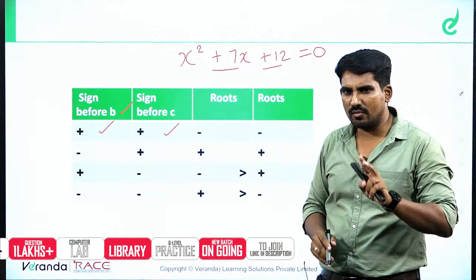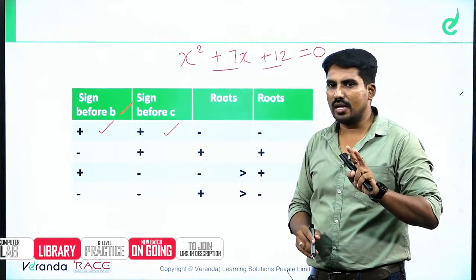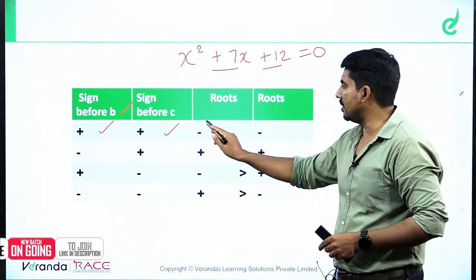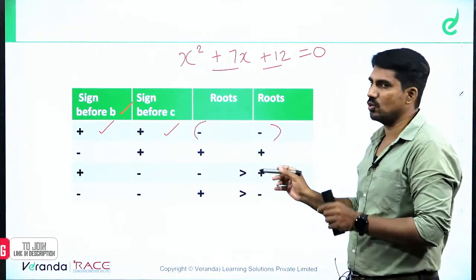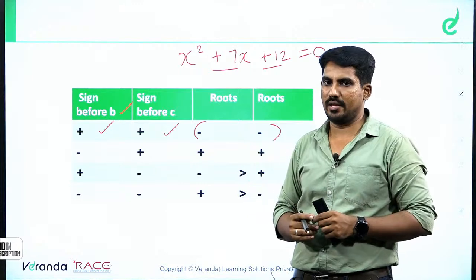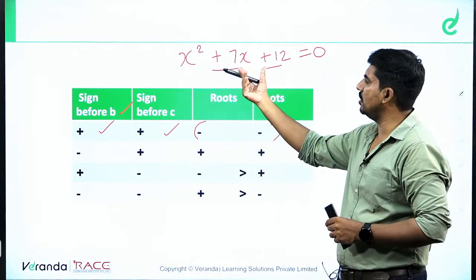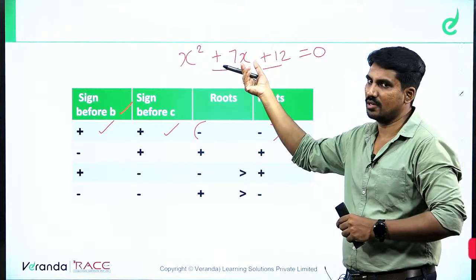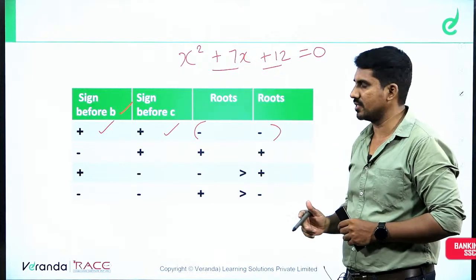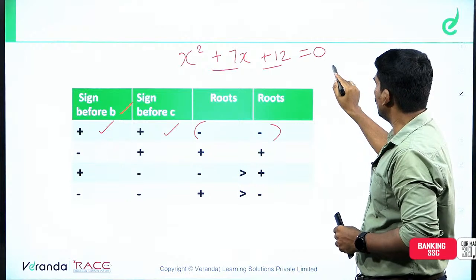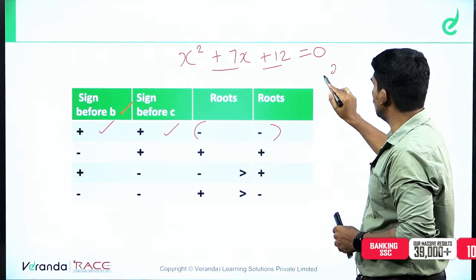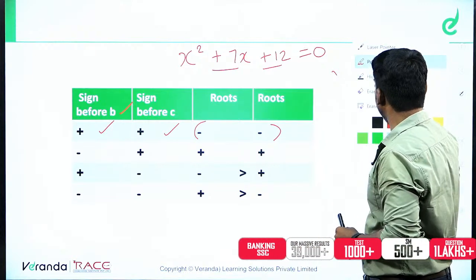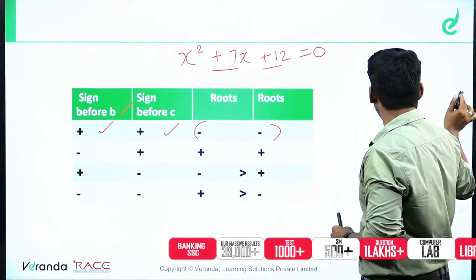Therefore whatever 2 roots we will get, the 2 roots are completely negative. Now here to find the roots, b sign is plus, c sign is also plus. Therefore, definitely the two roots are what? Definitely minus minus.